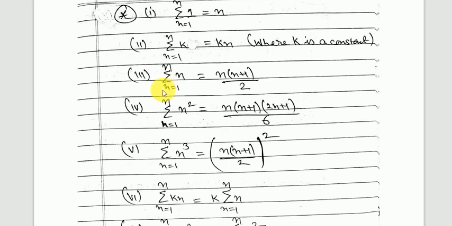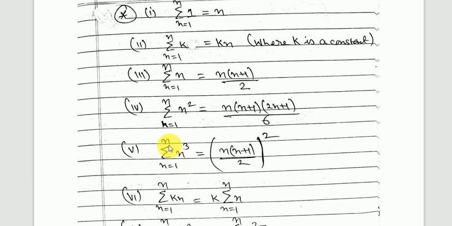Now summation n equal to 1 to n of n is given by this formula. This is nothing but 1 plus 2 plus dash till n. So this is the formula. If you see something written like summation n equal to 1 to n of n square, that means 1 square plus 2 square plus 3 square plus dash plus n square. If you see something written like this, that is nothing but whatever you have on the right hand side.